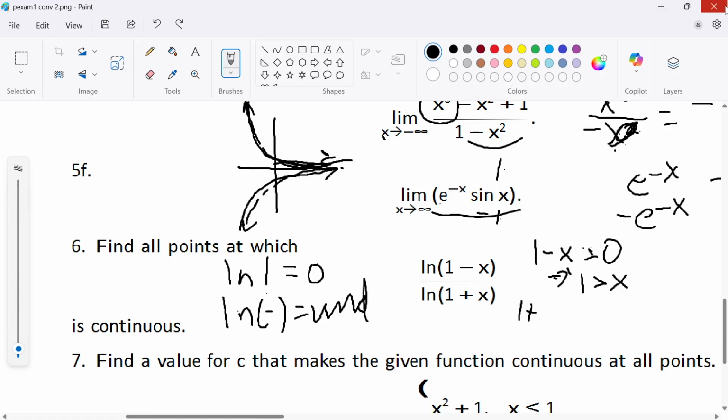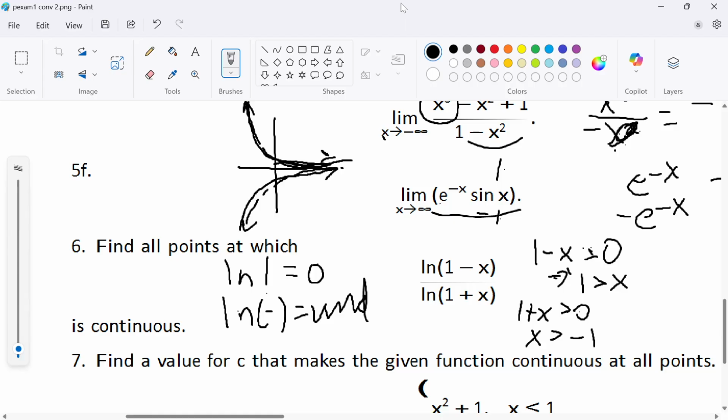Wait a minute, let me check what I had written there. Did I have less than? Yes, 1 plus x has to be greater than 0. Yeah, 1 minus x has to be greater than 0. 1 plus x is greater than 0. X is greater than negative 1. All right, yeah, I think I had it backwards. So x has to be less than 1 and greater than negative 1.